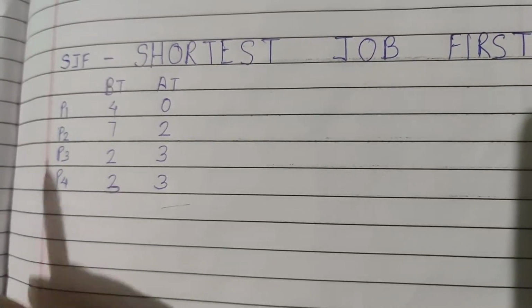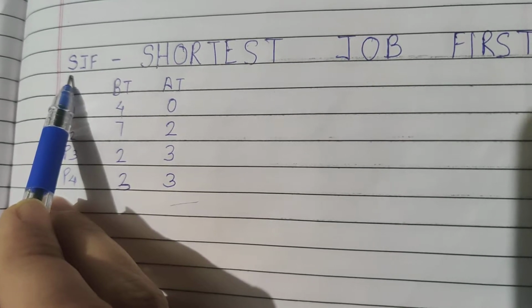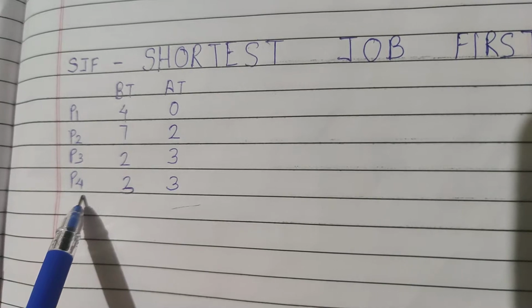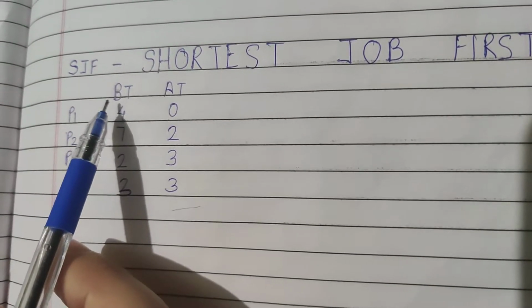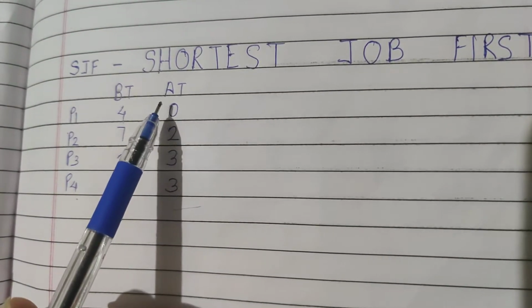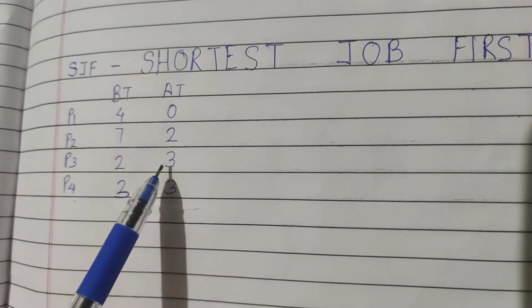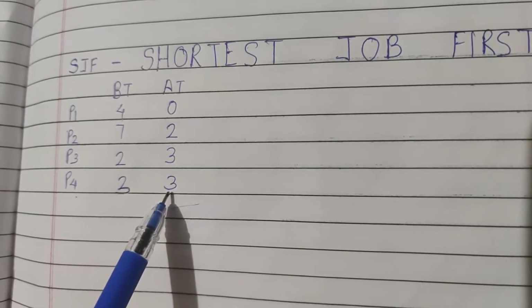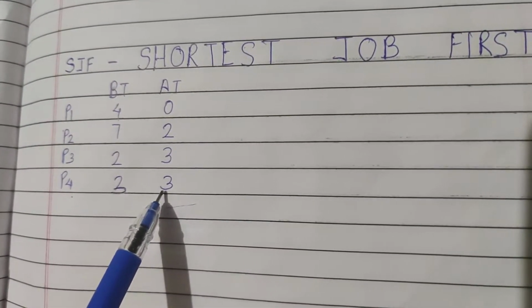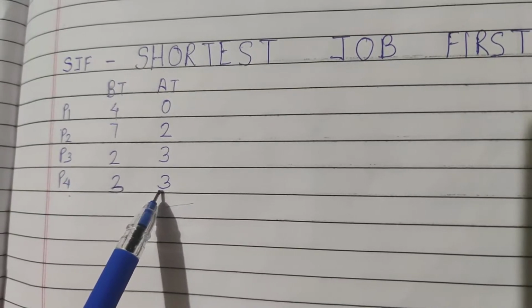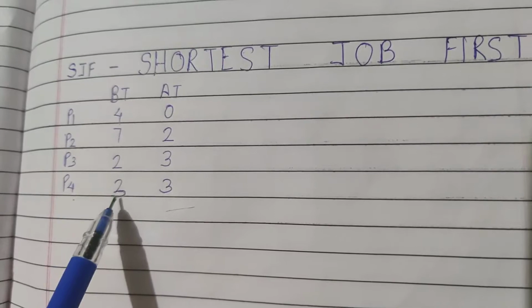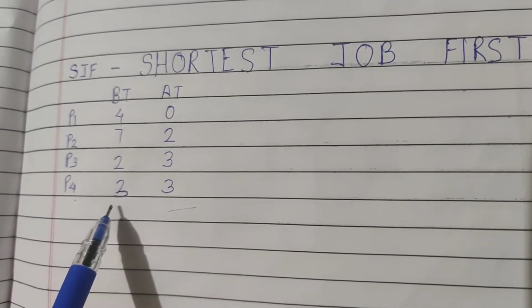So we'll see the shortest job first algorithm, SJF. This is also one type of job scheduling algorithm. Here we'll consider 4 processes, P1 to P4, with their burst times. The arrival times are different, from 0 to 3. First we have to consider the arrival time in shortest job first. Shortest job first means the process which has the minimum burst time requirement, that is the shortest job.